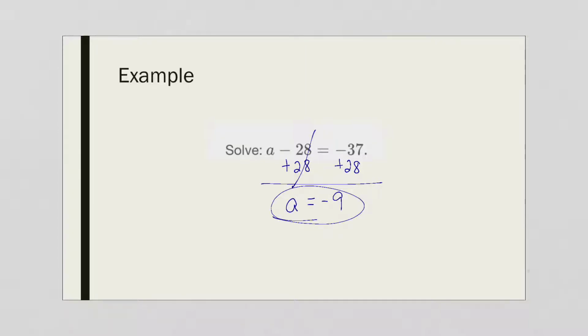All right, so now if you want to check your work, take negative 9 and put it wherever you see the variable. So up here, I'm going to do negative 9 minus 28. Does that equal negative 37? These guys have the same signs in front of them. I'm going to add those numbers together and keep that sign. And that is a true statement. So I do know that I have the correct answer here.